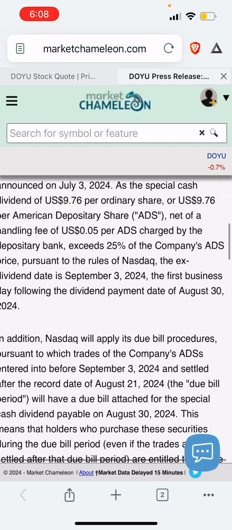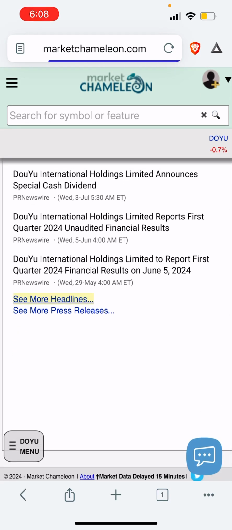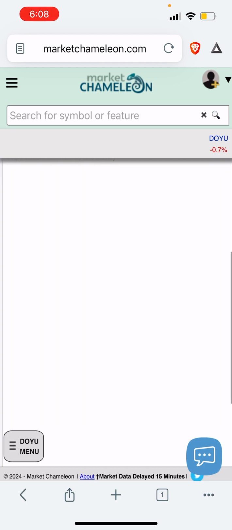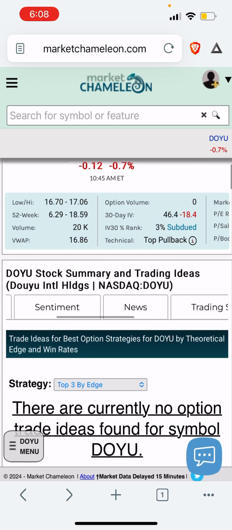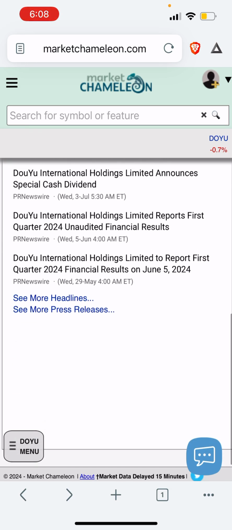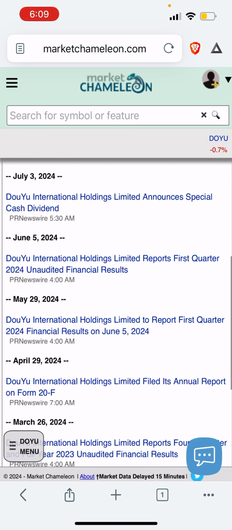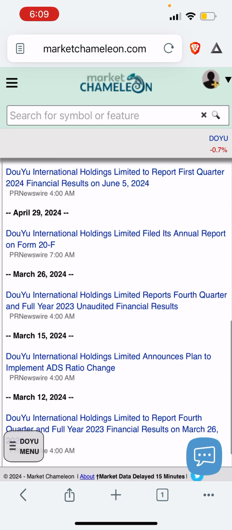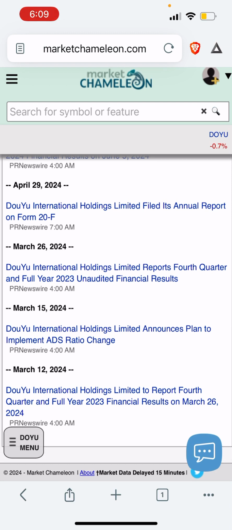Now, this is just saying there's a special dividend. If I want to go deeper, I want to know what they're doing. That's the key. Sure, I can read basically news and Yahoo Finance and all that, so we're going to click press release, and I want to see the first time that they mentioned that.